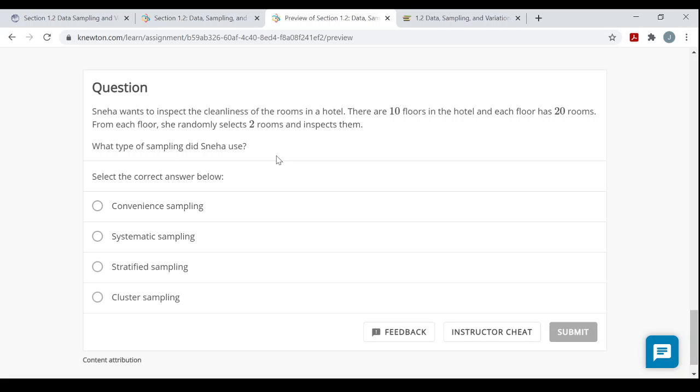So here the population is the total number of rooms, right? All 200 rooms in this hotel, 10 times 20. Well, they're not going to look at them all, right? They're only going to take a sample. And what's happened here is the rooms were broken up into groups, into floors. And then 2 from each floor, 2 from each group was selected. So this is that stratified sampling, right, where you take a little from each group that you broke the population up into.